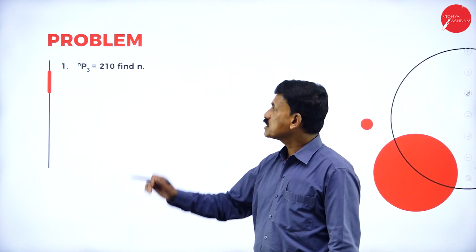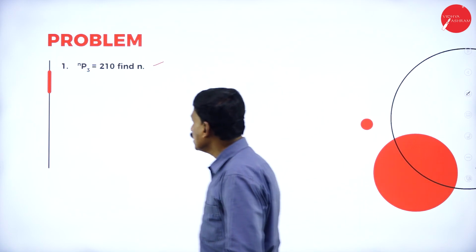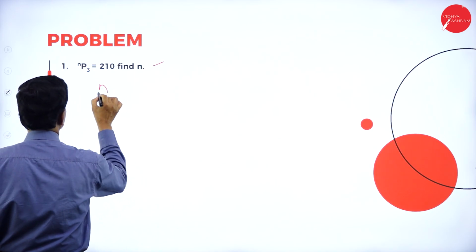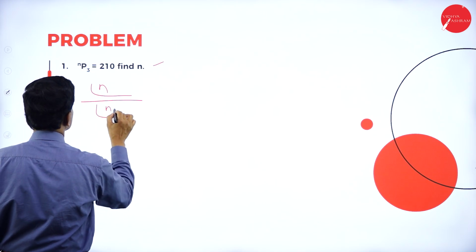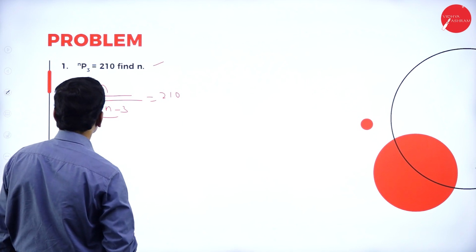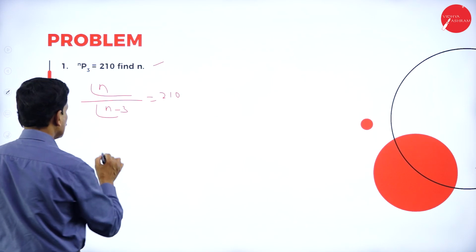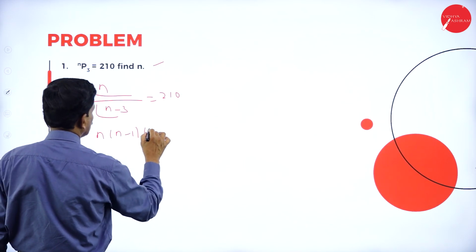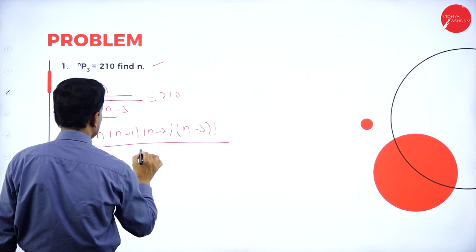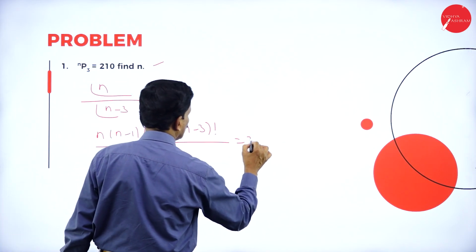Okay. Now let us come to the next problem. This is a very important problem. If nP3 is equal to 210, find n. Now, what is the formula for nP3? This nP3 is nothing but n factorial divided by (n minus 3) factorial, which is equal to 210. This is a permutation problem. So n factorial divided by (n minus 3) factorial. Factorial of n can also be written as n into (n minus 1) into (n minus 2) into (n minus 3) factorial, divided by this (n minus 3) factorial, equal to 210.